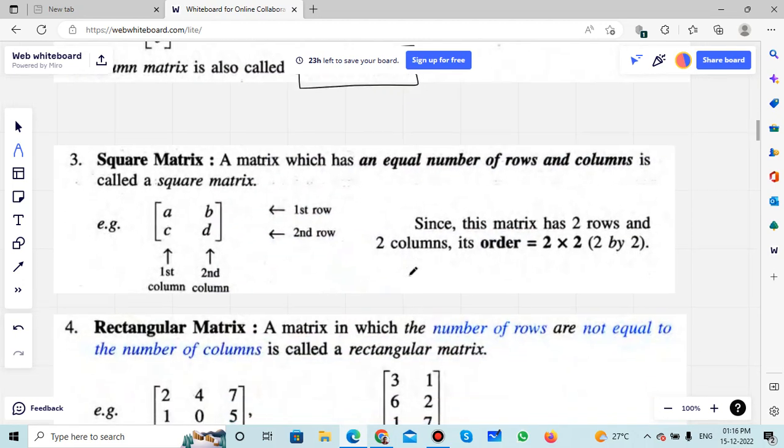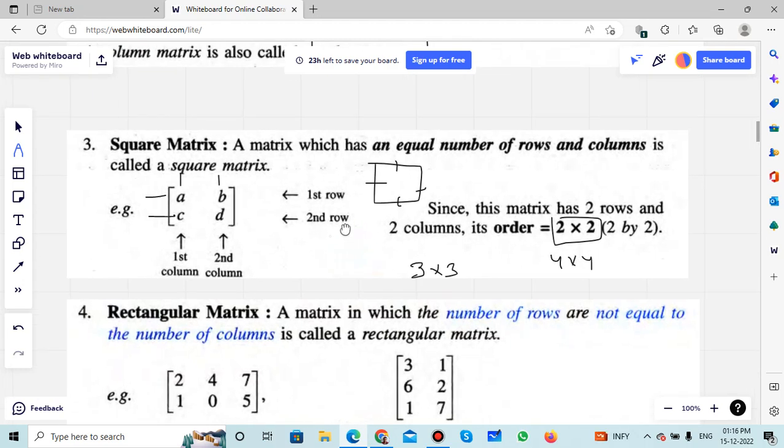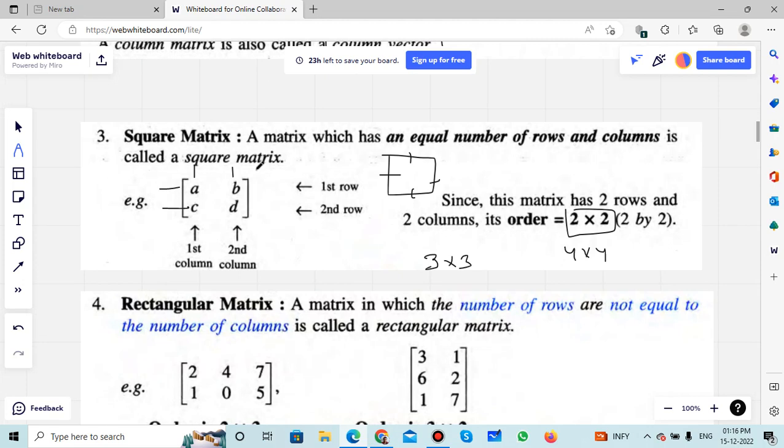Understood? Now comes the square matrix. The word is square. What is square? Length and breadth are equal, right? So if all the sides are equal, it's a square. In the same way here, if it has 2 rows, then 2 columns, then it will be a square matrix. Or 3 rows and 3 columns is a square matrix. So the order 2 by 2 is a square matrix, or 3 by 3 also, even 4 by 4 also will be a square matrix. The number of rows and number of columns are equal in it.